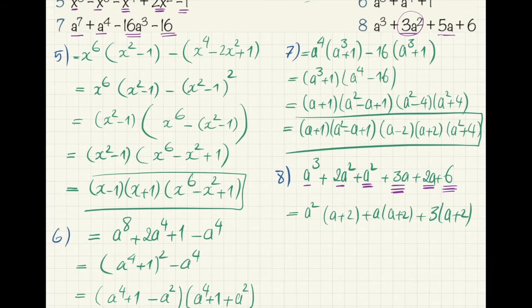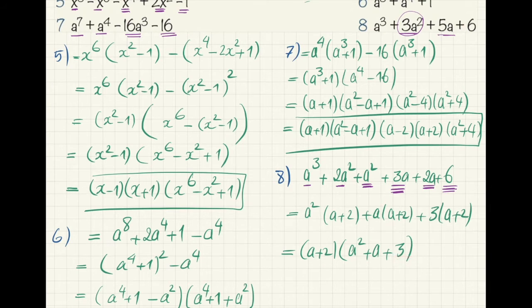So then I can pull it out. So then it becomes a plus 2. Then what is left for me is a squared plus a plus 3. And if I want to factorize it on the set of integers, because now this is a quadratic polynomial, I have to put a here and there, and then I should ask myself, I need two numbers whose sum is 1 and the product is 3.